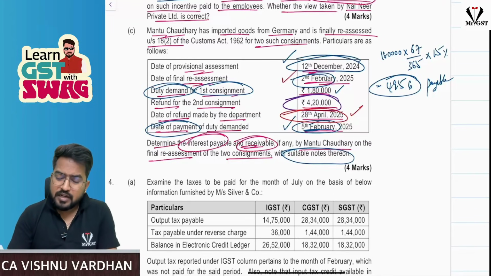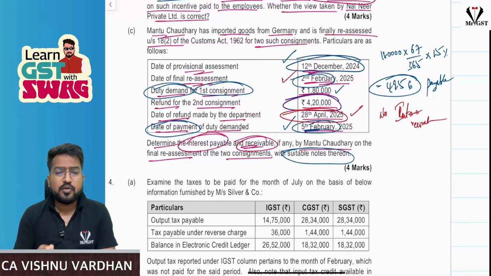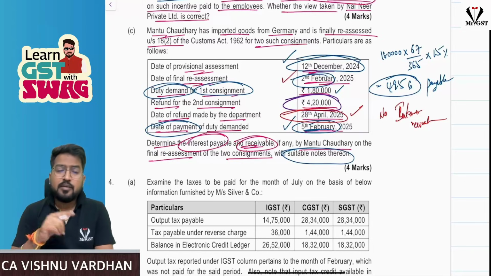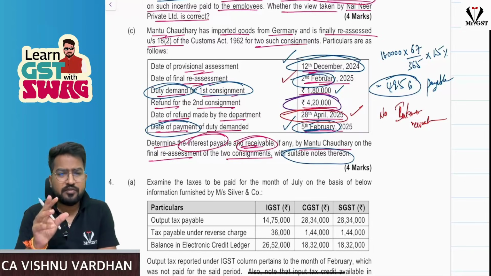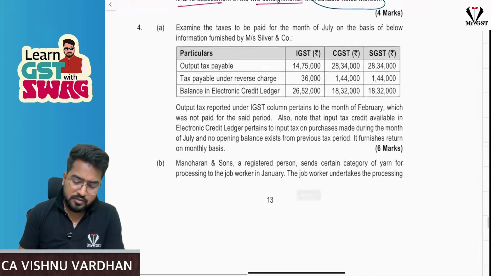So on refund receivable, interest will not come. No interest receivable. Simple. On the refund amount, no interest is receivable. So interest payable is 4,956, but receivable nothing is there because you got the refund within 3 months from the date of order, that is the final assessment. Okay, so that is question number 3. Next, let us move on to question number 4.